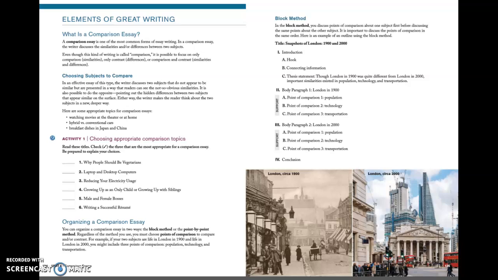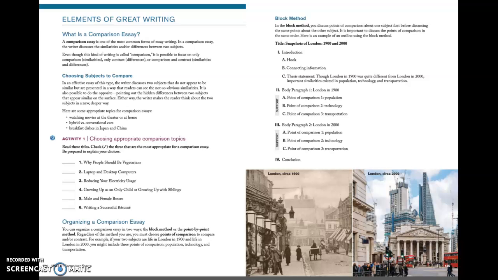For example, laptop and desktop computers. First, in a nice long body paragraph, I'm going to say everything, my 3 points of comparison about laptop computers. And then in my second body paragraph, I'm going to take my 3 points and I'm going to say everything I can think about for those 3 points for desktop computers. So I separate the topic by block, each topic. Topic 1, topic 2. So let's look at page 135. This is what they've done.